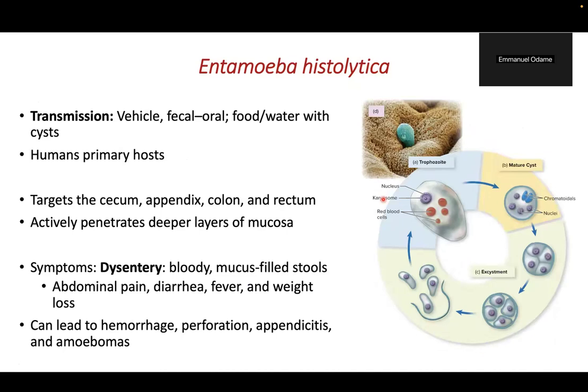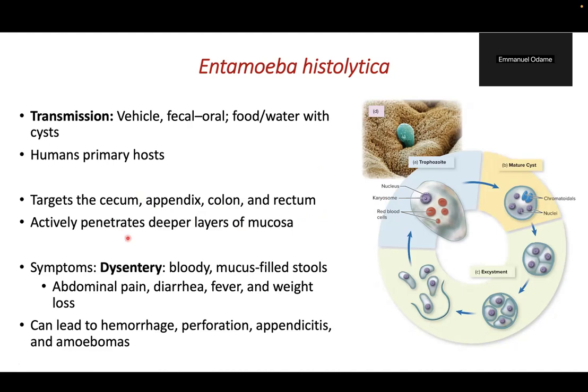Next on our list is Entamoeba histolytica. Transmission is through the fecal-oral route, through food or water with cysts in it, obviously. Humans serve as the primary host. This microorganism targets your cecum, appendix, colon, and the rectum, and then they actively penetrate the deeper layers of your mucosa.